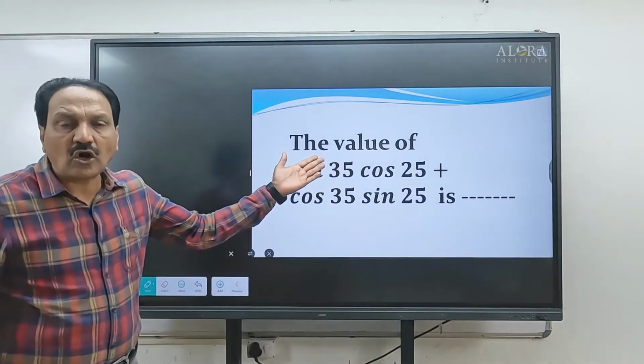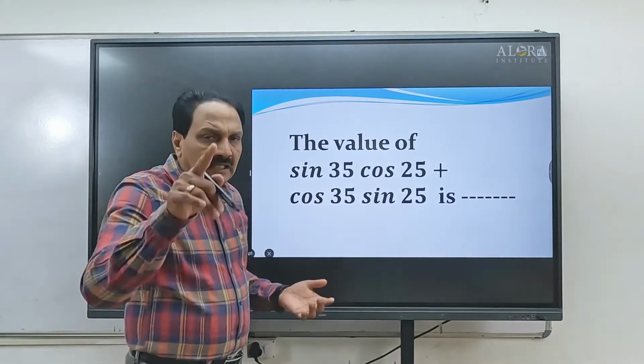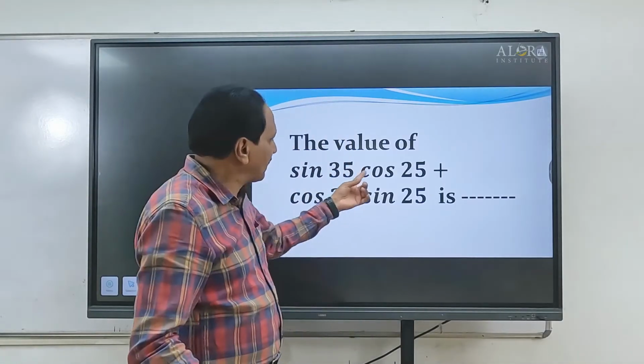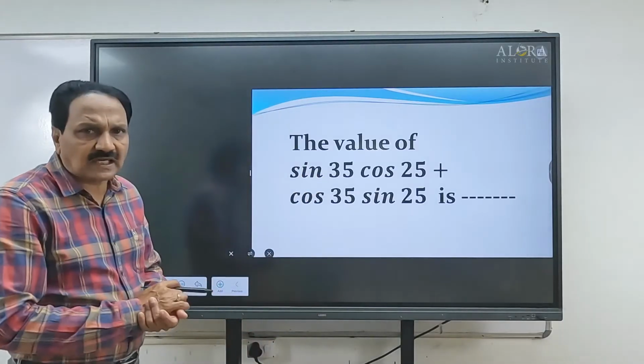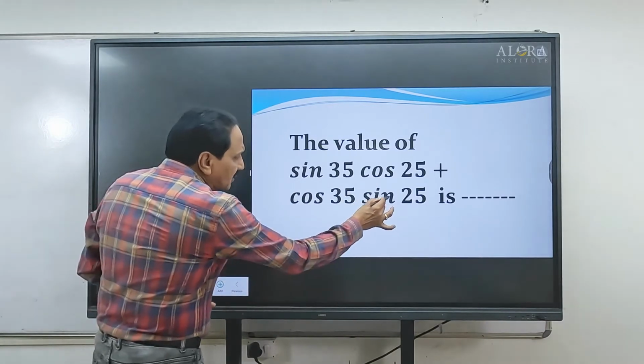But you have the odd figures. What can you do here? You can't find the values of these. In the DCET, no calculator is allowed. If the calculator would have been allowed, you would have written the value using your calculator. But how to solve this example? Sin 35 into cos 25, cos 35 into sin 25.